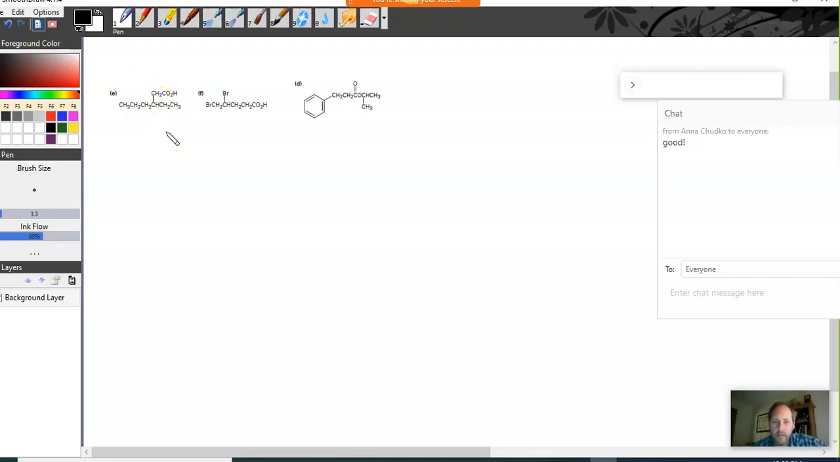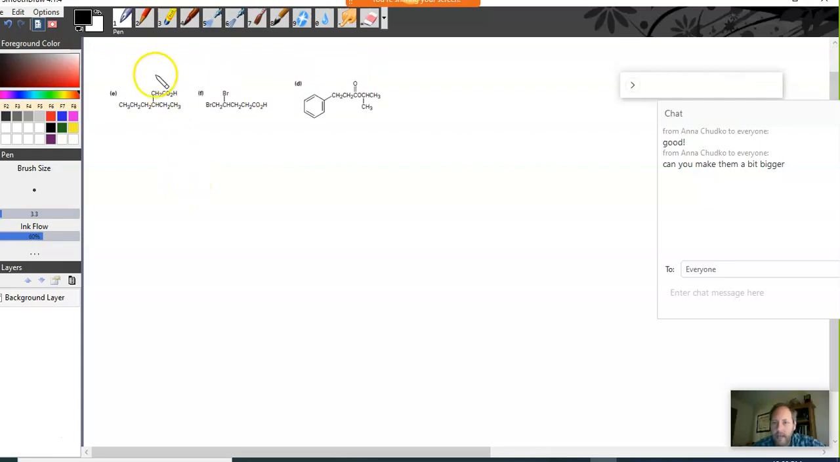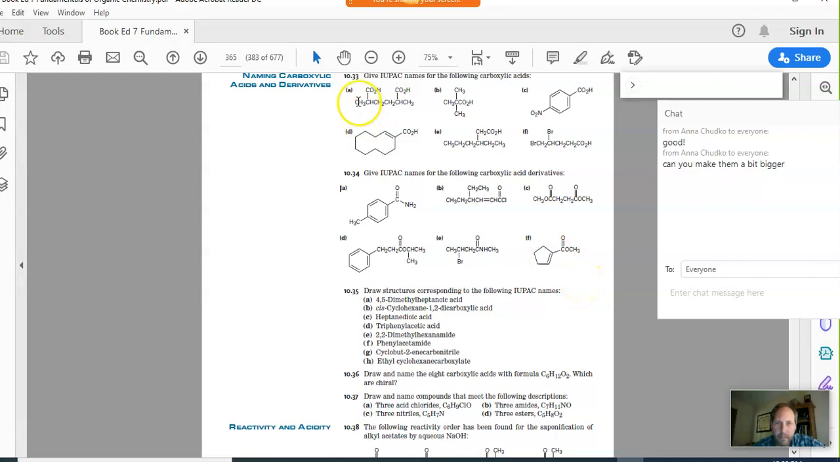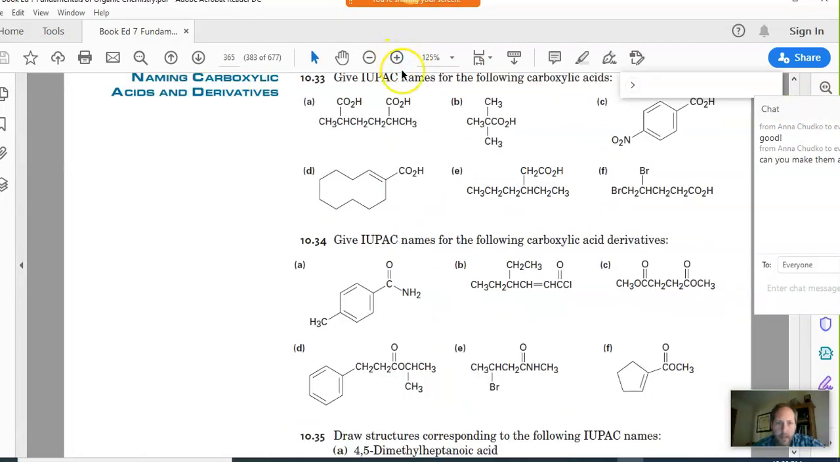Everybody see them okay? I know they're a little small on my end, but you guys might be able to see them okay. Can you make them a little bit bigger? Yeah, I'll try. Let me see. It doesn't really allow me. I can't really expand them either. That's the one thing about the program. Well, what I could do is make them bigger here and then copy them over again. So I'm okay with that.